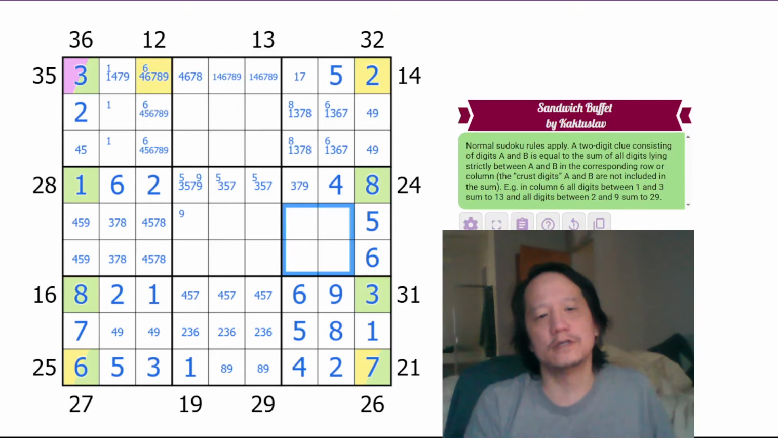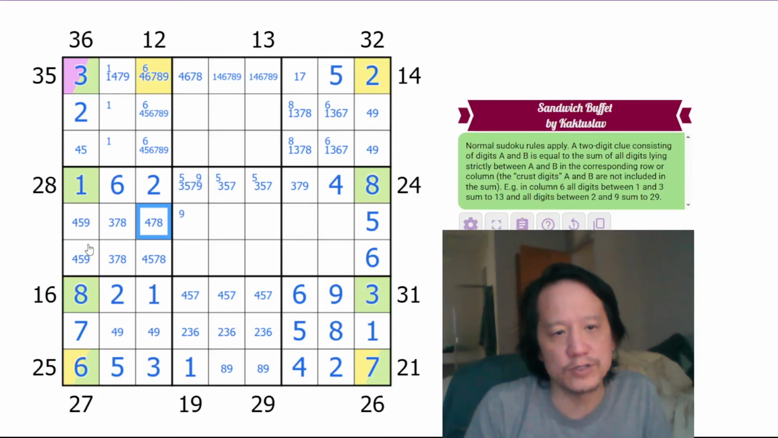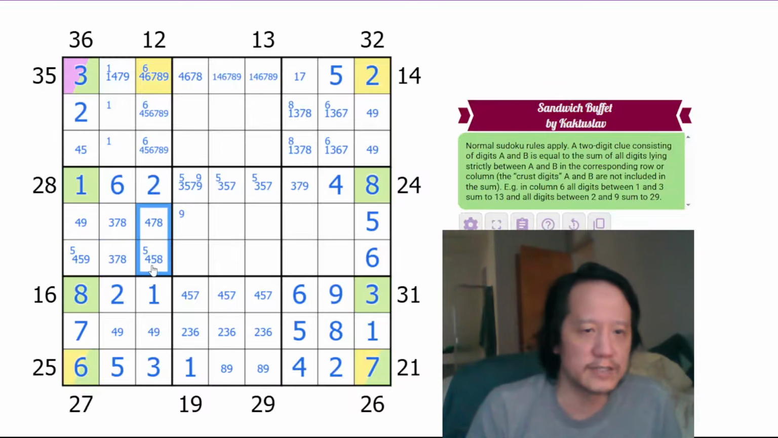Remaining digits in row. This 5 eliminates 5 in the rest of the row. That means 5 has to be one of these two here. Since this can't be 5, this can't be 7, because that adds up to 12.